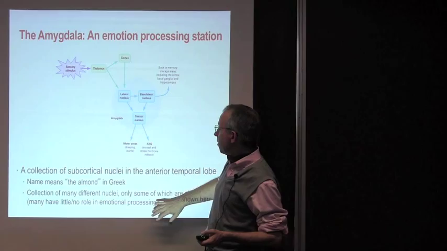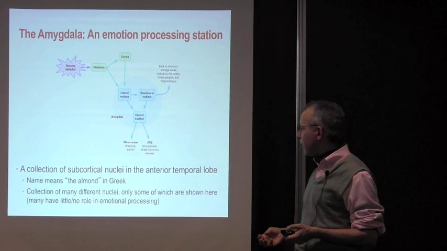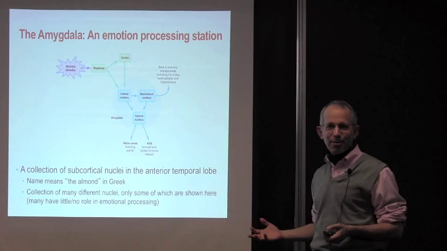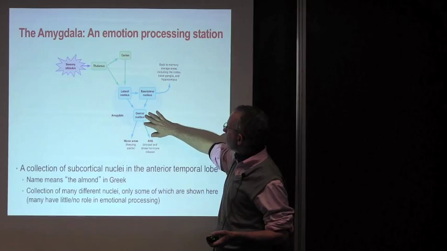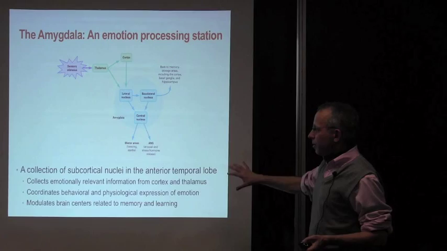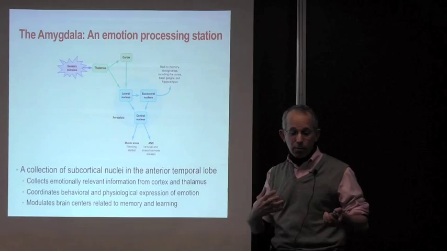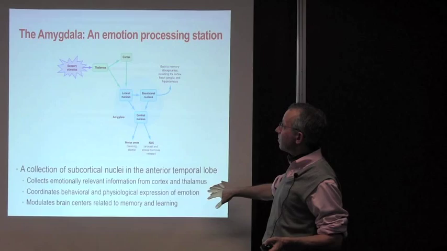Amygdala means almond in Greek, which is ironic because a lot of fear conditioning studies use almond flavor or smell as a stimulus. It's many different nuclei, and a lot of the work by Denis Paré and others has been on dissociating these: the lateral nucleus, the basolateral nucleus, and the central nucleus. The subcortical nuclei collect emotional stimuli, coordinate emotional responses, and modulate brain centers for memory. And they do it in different ways. We'll talk about each of them in turn.